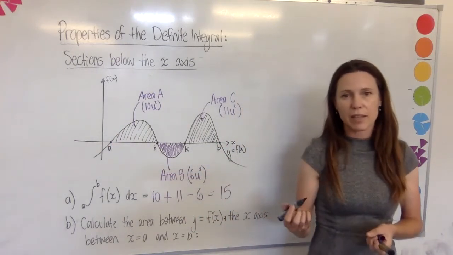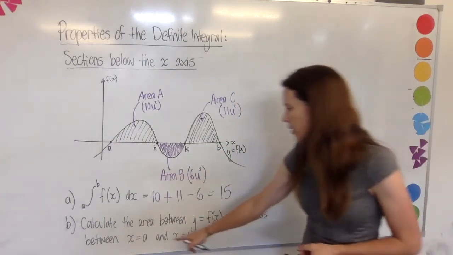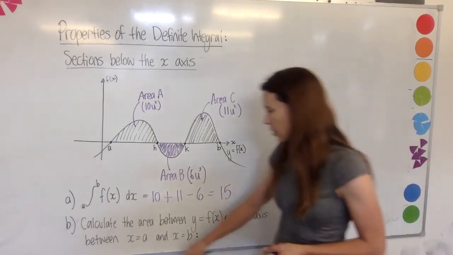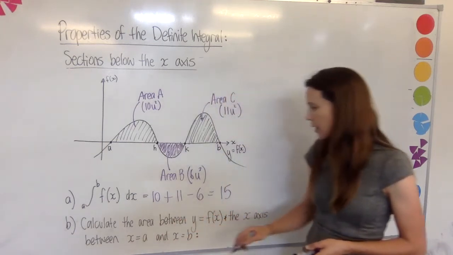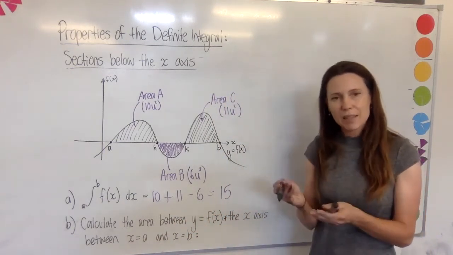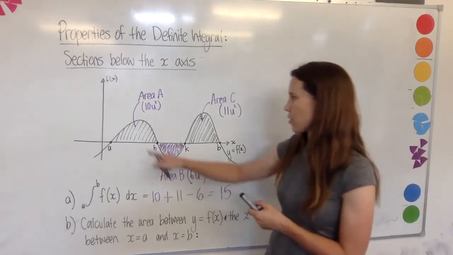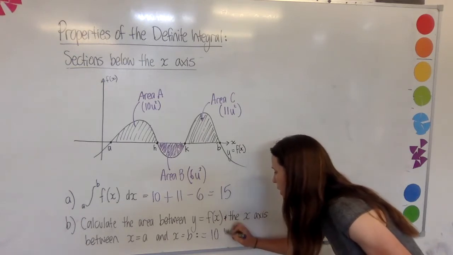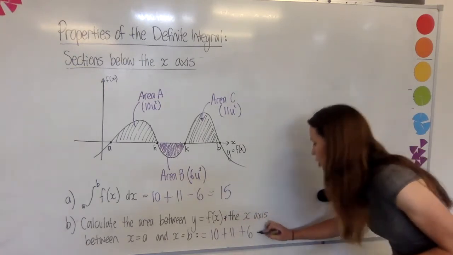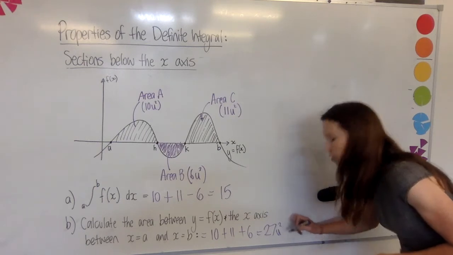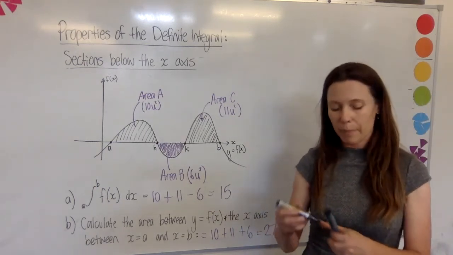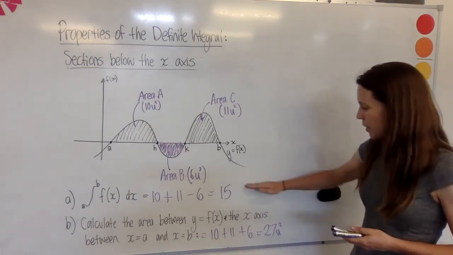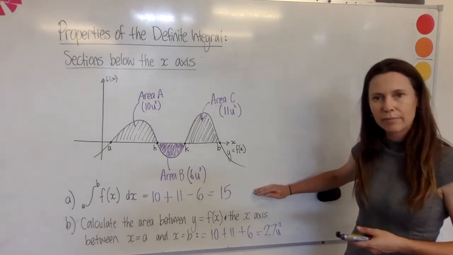But is that the same as the area? Not quite. If we're asked to calculate the area between y equals f of x and the x-axis, between x equals a and x equals b, now we want areas, so we need them to be positive. So all we do here is say we've got 10 units squared plus 6 units squared plus 11 units squared. So we have 10 plus 11 plus 6, which gives us 27 units squared. A nice simple arithmetic problem. And this looks so simple that you might say, why is this year 12 maths? But this is a really important distinction to make.